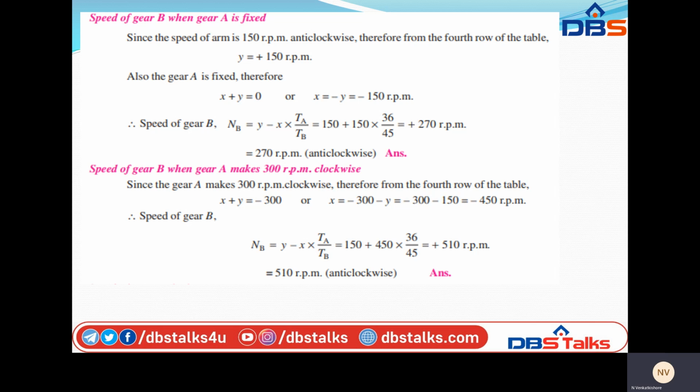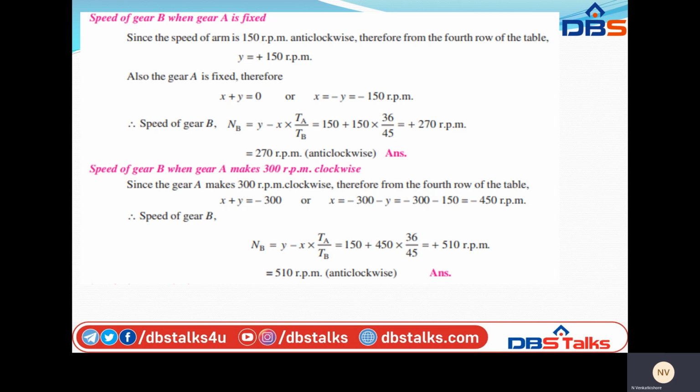So NB is equal to y, which they have already given as 150, minus x. So minus x means x value is minus 450. So minus of minus, plus 450 into TA, which is 36, by TB, which is 45. That is equal to plus 510.